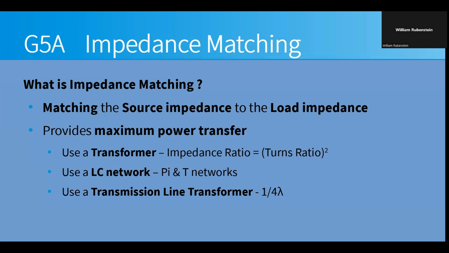Or you can use a matching network, typically a transformer, a toroid, and you adjust the turns ratio to get the impedance ratio you need. So if you had a 50 ohm transmitter and your antenna was 100 ohms, you'd need an impedance ratio of 2 to 1. And we'll get to that in a little more detail coming up.